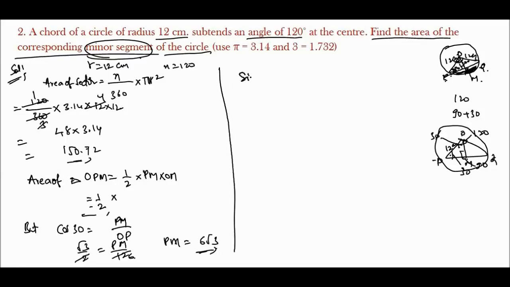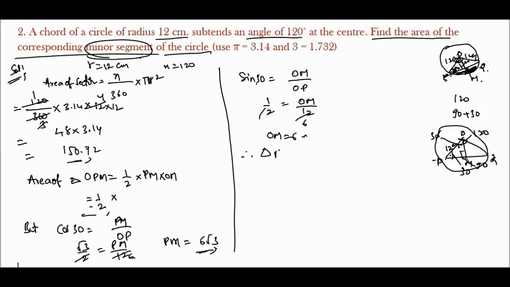From this, sin 30 we also have to find. Sin 30 is equal to OM by OP. So sin 30 is equal to 1 by 2. OM means how much here? OM is not given, we have to find that only. OP is equal to 12 centimeters. 2 1 ja, 2 6 ja. OM is equal to 6 centimeters. So we need to find another also.